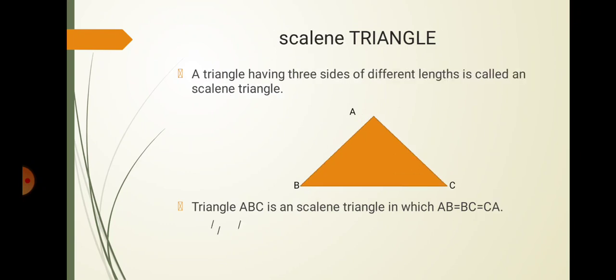Next, scalene triangle. A triangle having three sides of various lengths. If all the three sides of a triangle have various lengths, then it is called a scalene triangle. So here AB, BC and CA, nothing will match in their length.